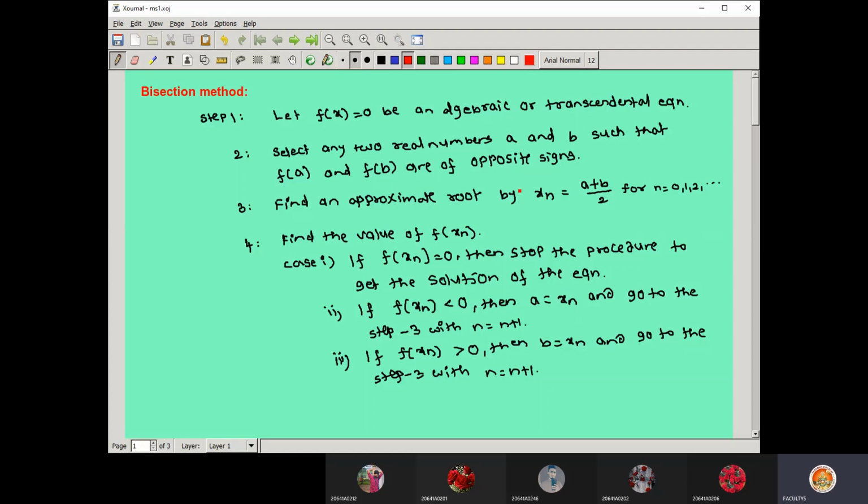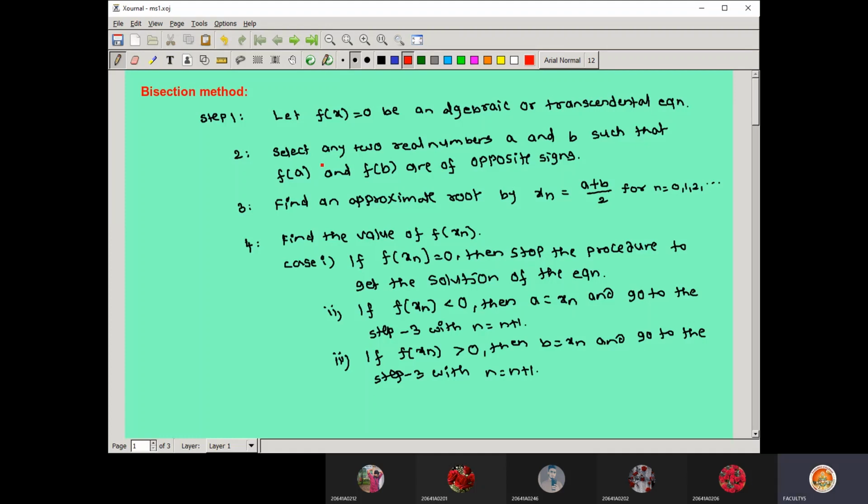Two categories: algebraic and transcendental equations. In order to find the solution for that, we have overall four methods: the bisection method, regula falsi method, iteration method, and Newton-Raphson method. Among those, I'm directly entering into the first method, which is the bisection method.